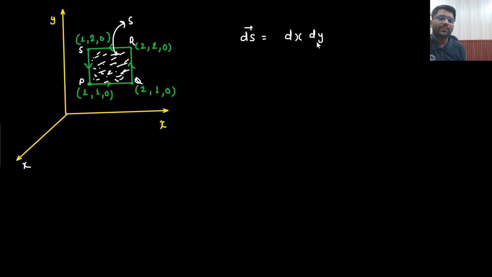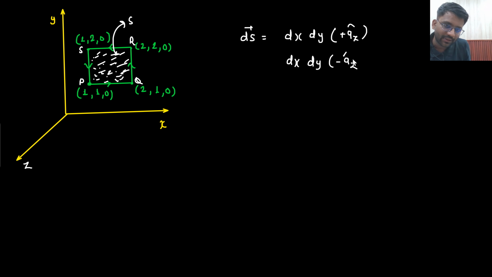Sir, the direction could be either plus az cap or minus az cap. This is your z axis. The direction could be either plus az cap, since it is an open surface. This is like an open surface. So either it could be plus az cap or it could be minus az cap. So sir, two possible answers are there: either plus az cap or minus az cap.